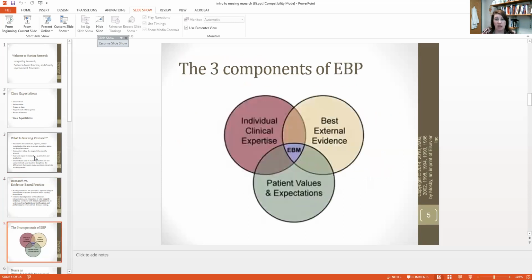As I said, this is part of a set of things here where we have our best external evidence. That's our research. We have our own clinical expertise and practice, and then we have those patient values and expectations. And in the middle is where that evidence-based medicine or evidence-based nursing comes into play.